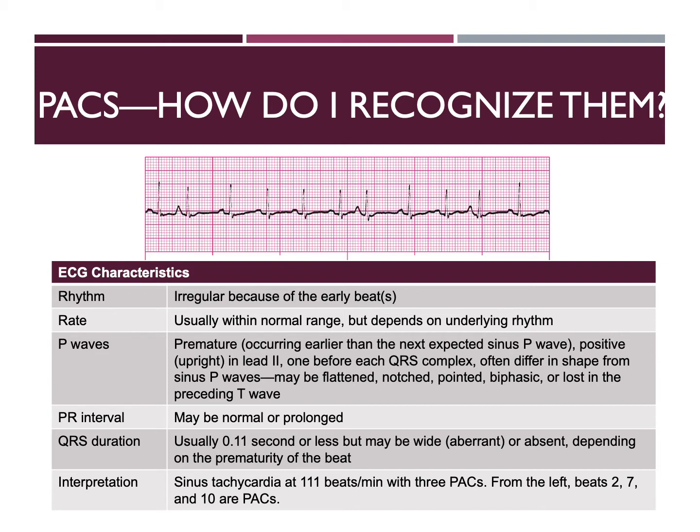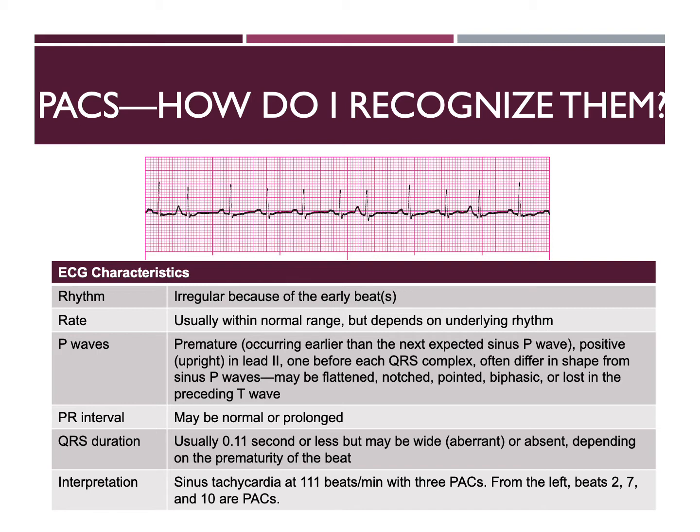When we break down the actual characteristics of this ECG, we're going to notice that the rhythm becomes irregular because of these early or premature beats. The rate is usually going to be in the normal range, however that can depend on other things going on, like the underlying rhythm. As far as the P waves, this is the big red flag: they're going to be premature, occurring earlier than what should be expected for the next P wave. It's positive and upright, and there should be one before each QRS complex, but they often differ in shape from the sinus P wave.